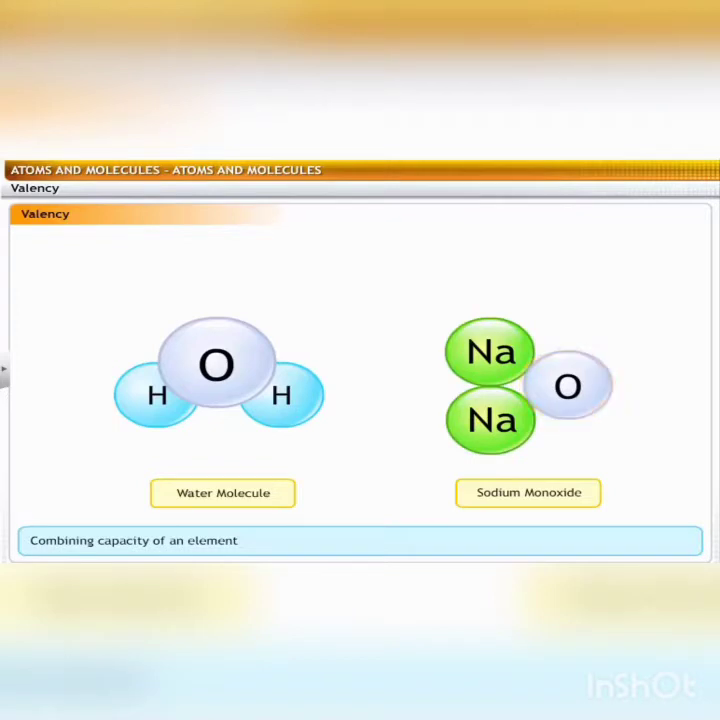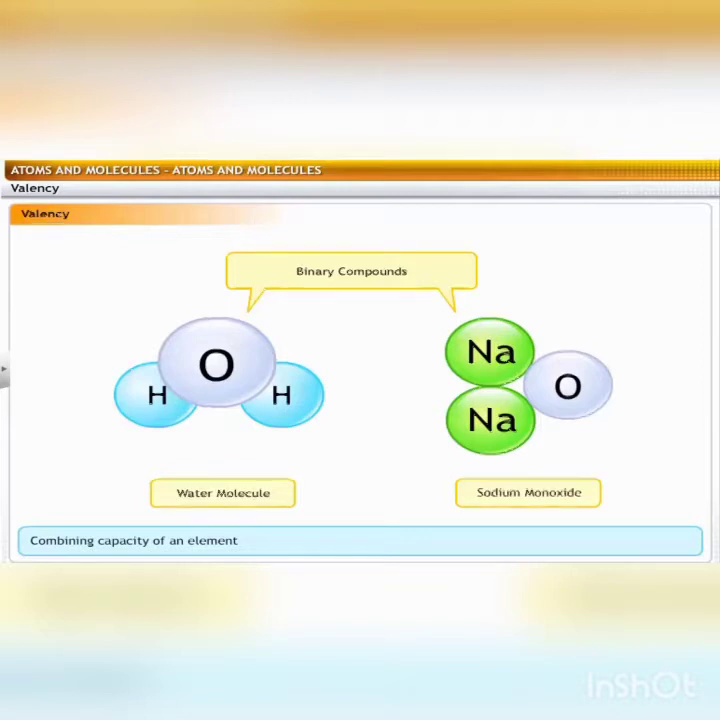Similarly, sodium oxide has 2 atoms of sodium and 1 atom of oxygen. Here, sodium has valency 1 and oxygen has valency 2. While they are forming a compound, 2 sodium atoms share their 1 electron with 1 oxygen atom and form the sodium oxide compound.